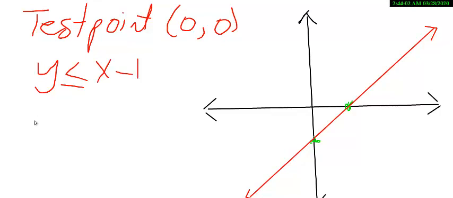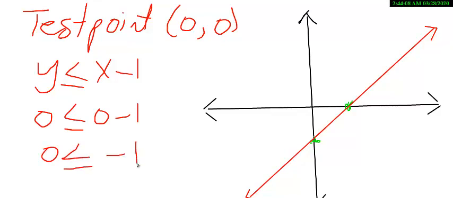So I'm going to replace x and y by 0 and 0: 0 minus 1, so 0 less than or equal to -1. First of all, you have to check whether this inequality is a true statement or not. Is 0 less than or equal to -1? This is not true, because 0 is greater than -1. That means the target area does not include (0, 0).